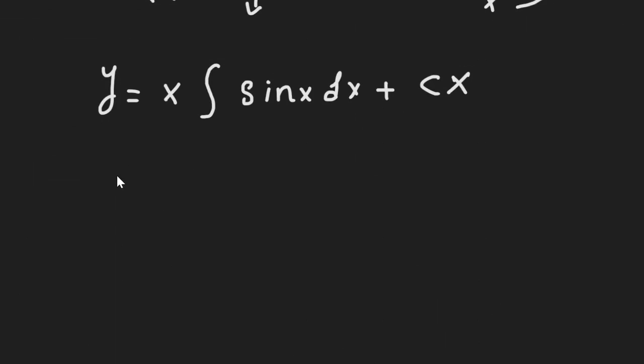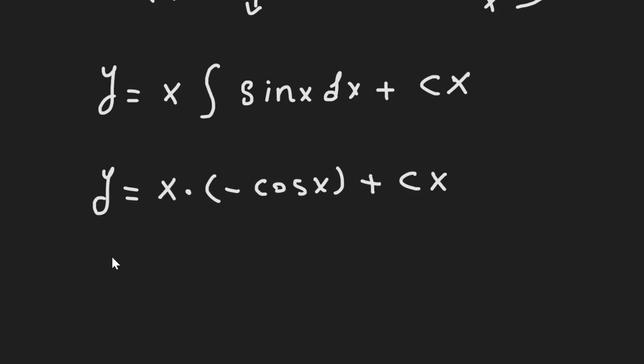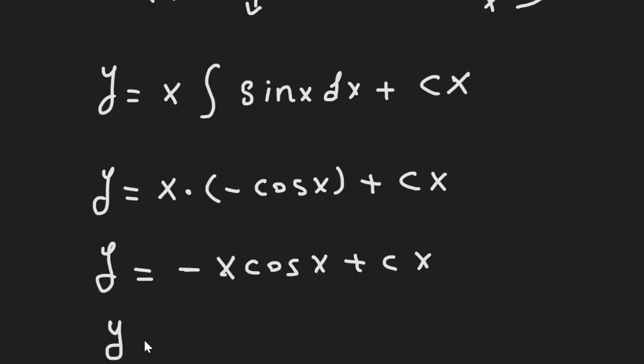The integral of sine is basically minus cosine. So this is x times minus cosine x plus cx. So your final answer is going to be y equals minus x cosine x plus cx. And you can simplify even further to say it's x times minus cosine x plus c, and this is your final answer.